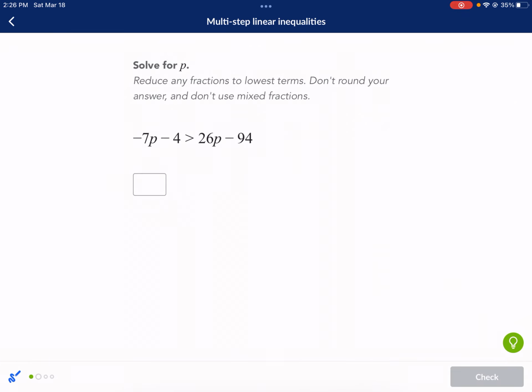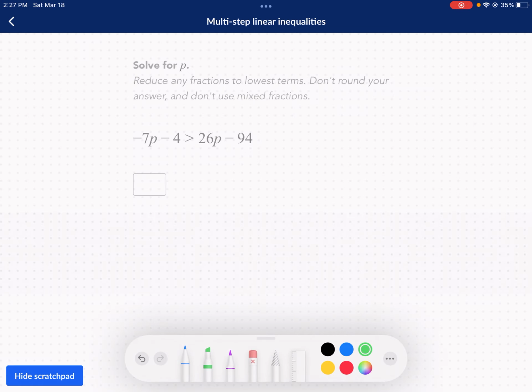All right, next one. Same thing. We're going to try to get all our variables together first. Very similar problem. This time it's a variable p. You can see we have a variable on the left and a variable on the right, so we need to get those combined first. I'm going to add 7p to both sides because I want to move the smaller of the variables. Negative 7 is smaller than the other coefficient of the other p, which is 26.